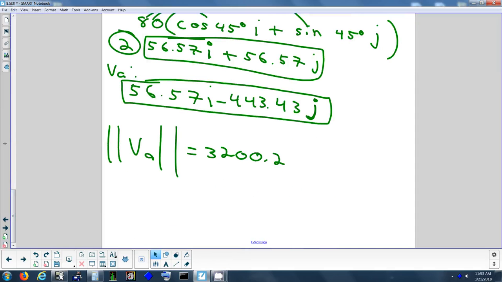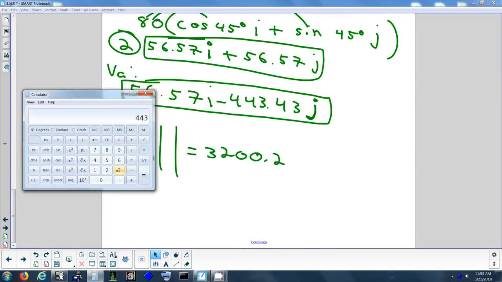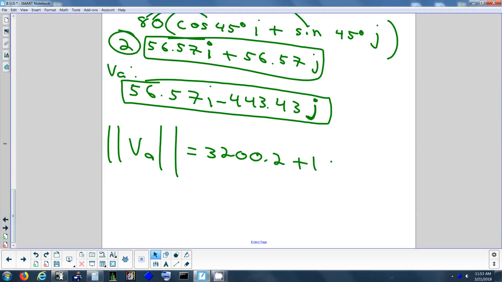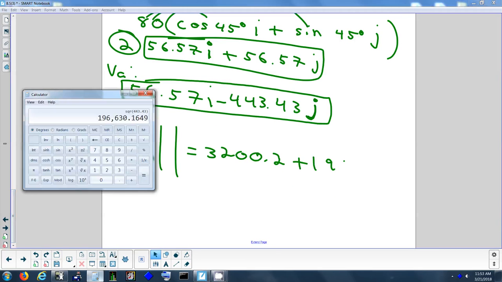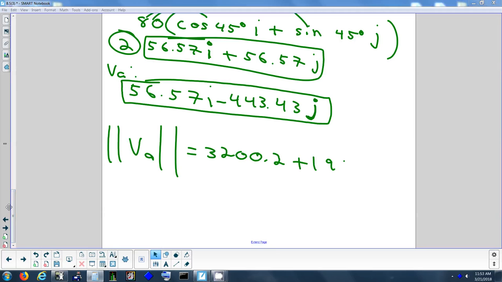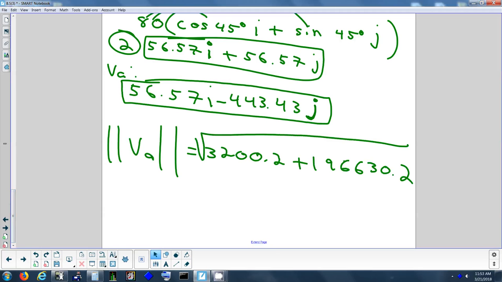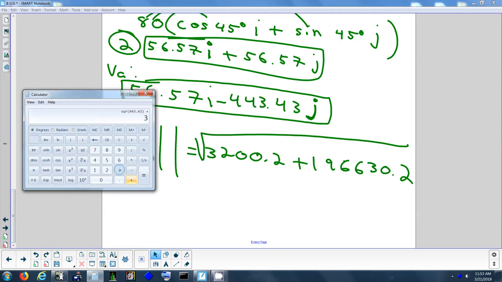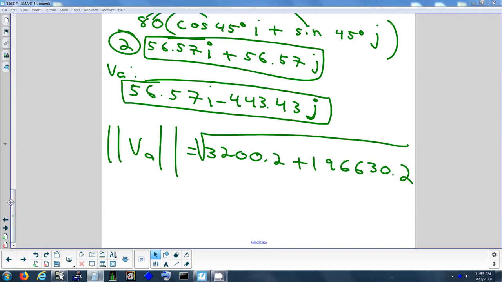And then 443.43 squared, 196,630. I forgot what I said. 196,663. So we add them up and take the square root. So let's see what we get. Plus 3200.2. Take the square root. So the speed of the plane is 447 miles per hour.